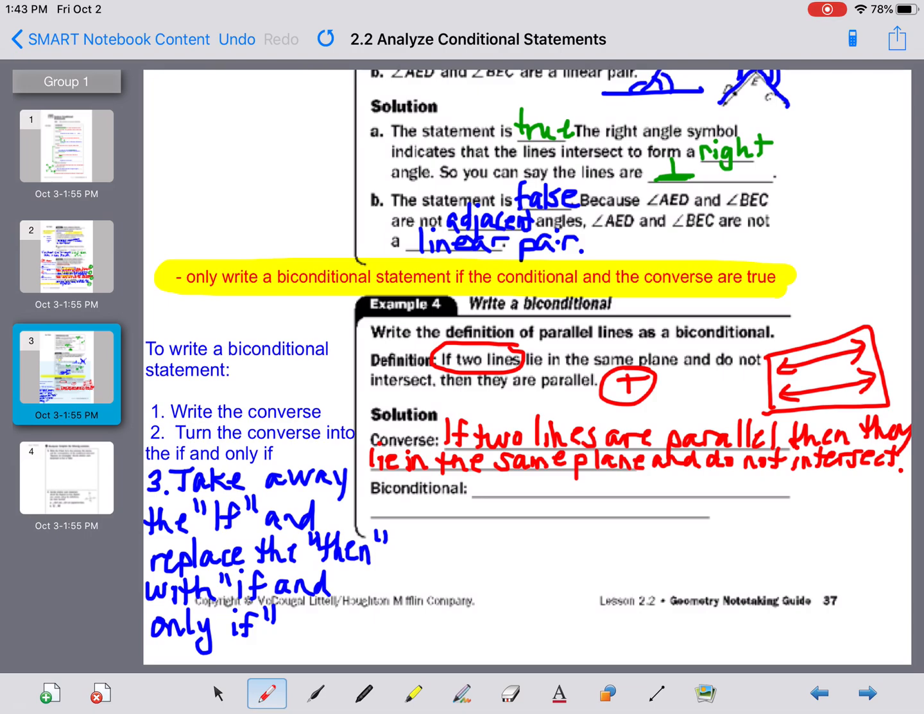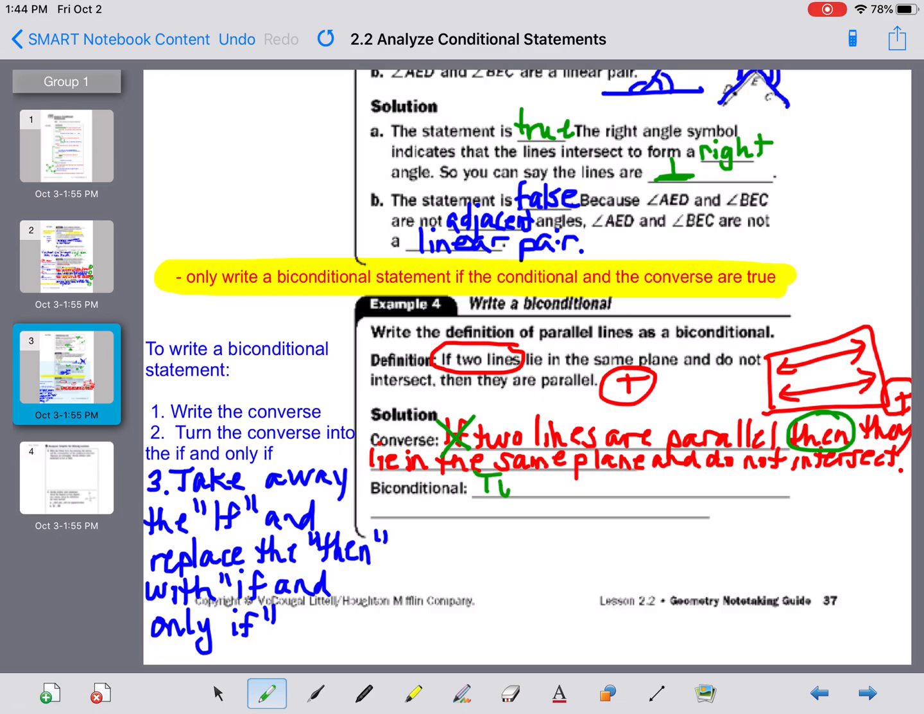So I check my first one, it was true. Now I check what I just wrote for the converse. If two lines are parallel, will they lie in the same plane and not intersect? And that's a true, okay? That's also a true. So definitely both of those are true. Because they're both true, I can now write my biconditional. So writing my biconditional, I'm going to take away the if from the converse, and I'm going to replace the then with if and only if. And other than that, I don't do anything else. I just take the words I have.